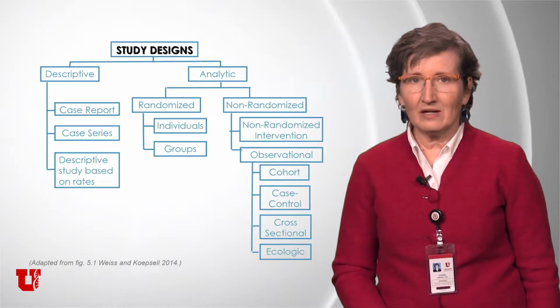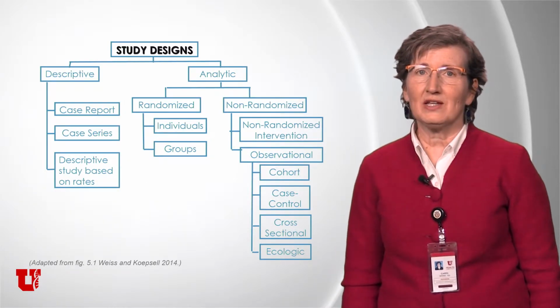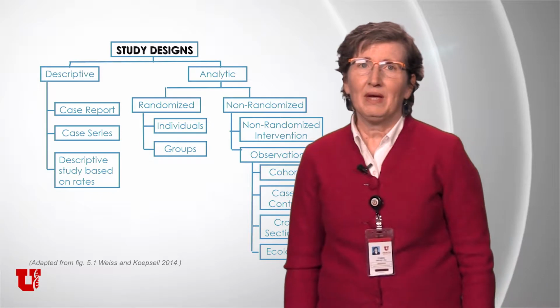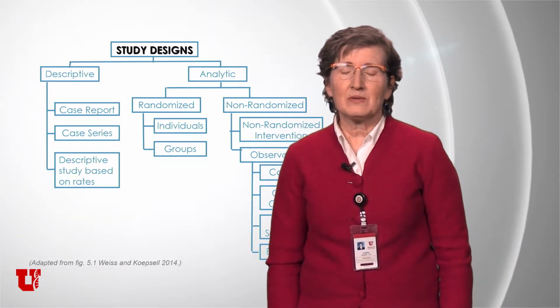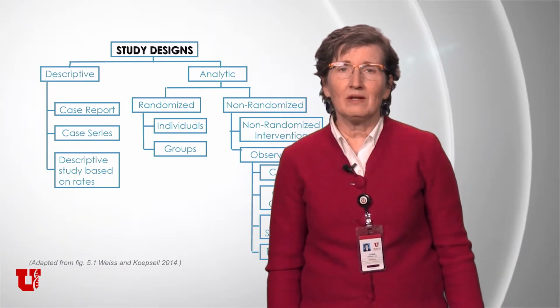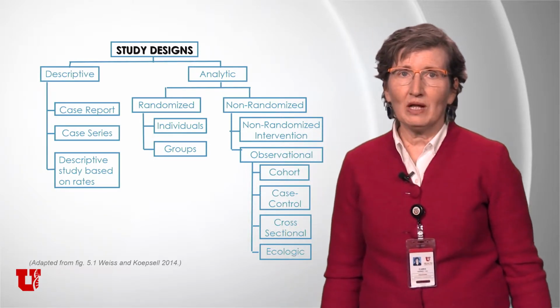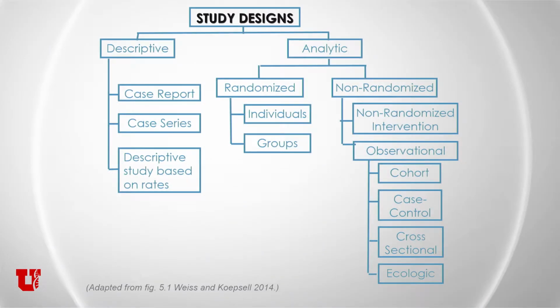So let's start with the idea of what I mean by observational studies, just to make sure we're all on the same page. Research methods for human health studies can be broadly described as descriptive studies and analytic studies. Descriptive studies might be case reports, case series, or descriptive studies based on rates of disease in large populations. But those would generally describe trends and phenomena within a group, not necessarily comparisons or trying to address cause and effect.